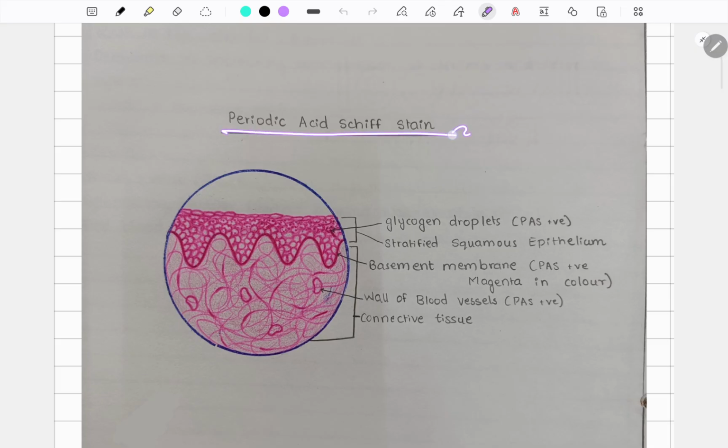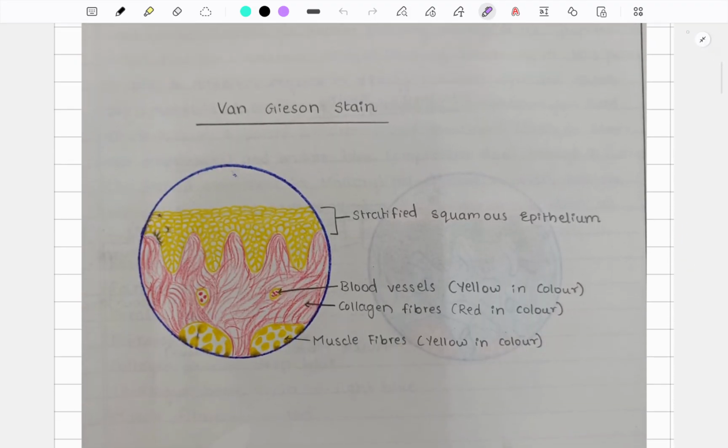Next is PAS stain. PAS stain will stain the glycogen droplets, the basement membrane and mucopolysaccharides magenta, that is pinkish purple color, and this will be known as PAS positive. So if in the slide you see there is no purplish or bluish shade, then that will be a PAS stain, and you can see the glycogen droplets also, that is very prominent. Next is Van Gieson stain.